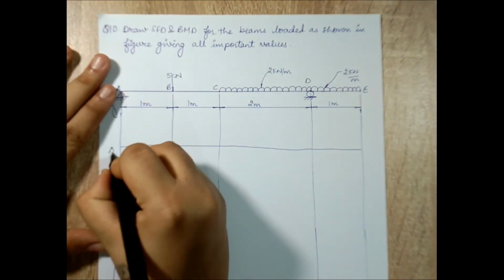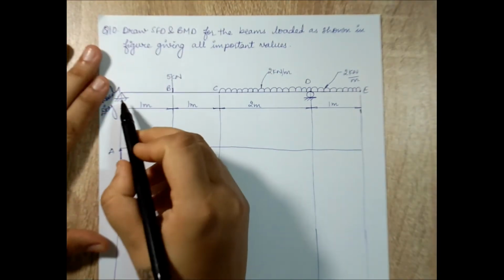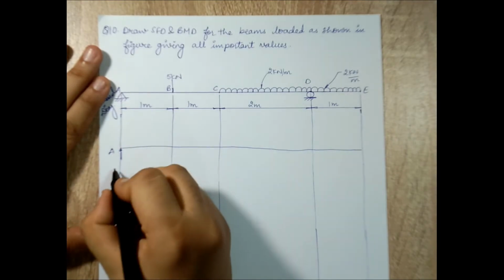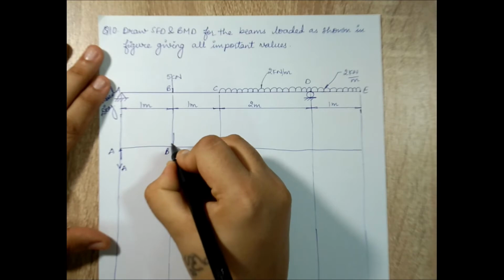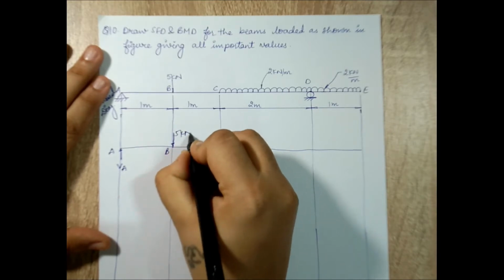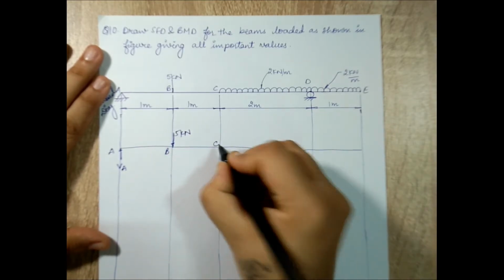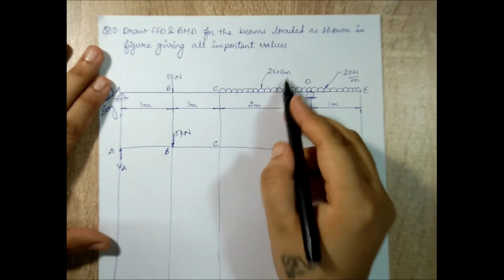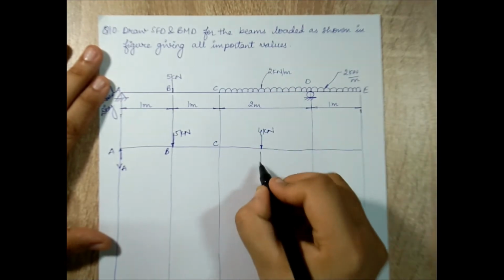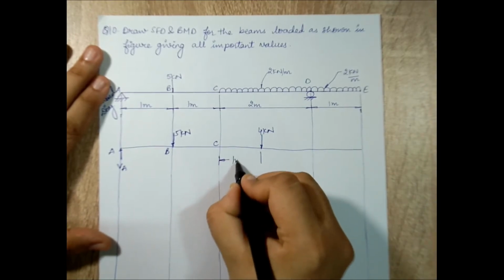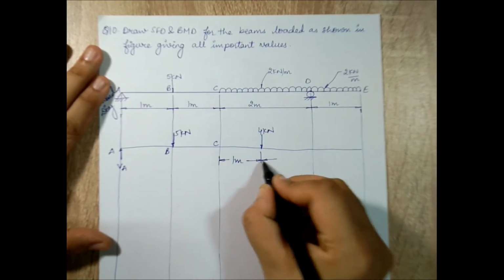This is my point A. It is hinged over here, so I will draw only VA. At point B, there is a force in downward direction. This is C. Here I'll have 2 into 2, 4 kilonewton at a distance of 1 meter from each end.